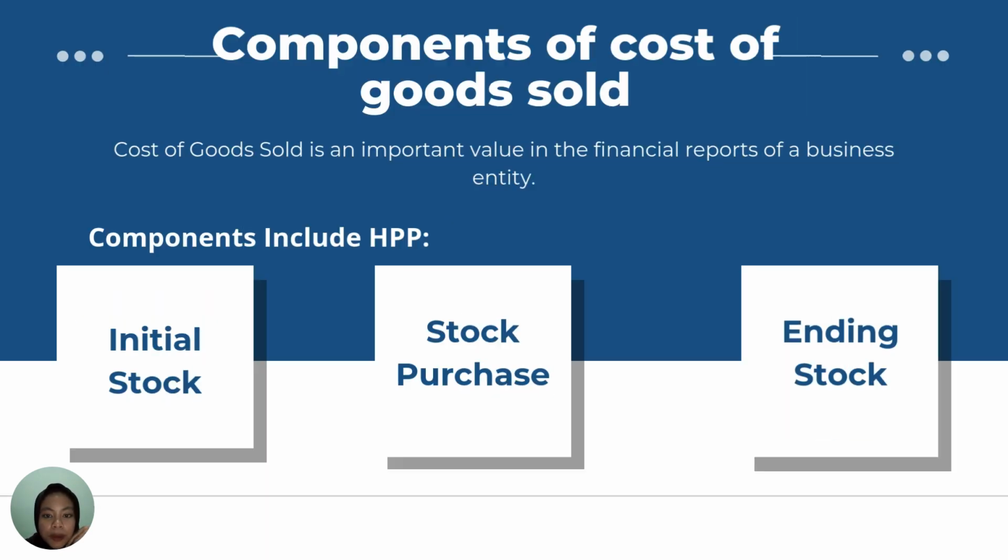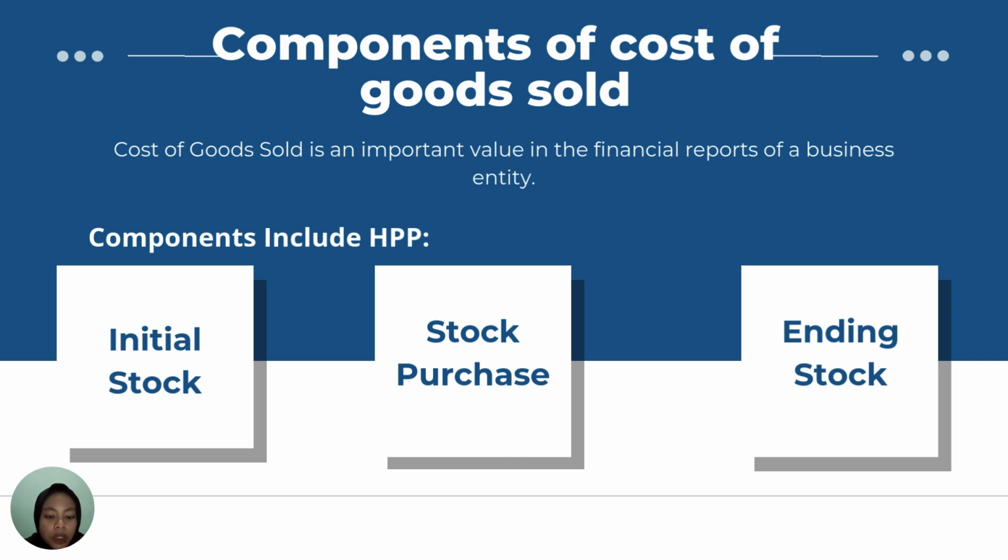Component of sales. Component of cost of goods sold. Cost of goods sold is an important value in the financial report of a business entity. This is obtained from the calculation of various components in a production process and the operation of a business entity. Components include cost of goods sold.